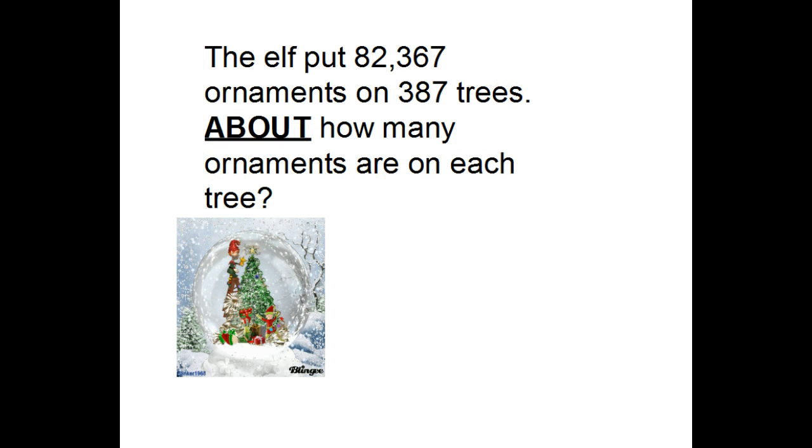The elf put 82,367 ornaments on 387 trees. About how many ornaments are on each tree? Stop the video. You guys try it. I bet you thought I was going to say something about. Level 2 bully. Stay where you're at, act like a cat. So there's going to be about 80,000 ornaments.